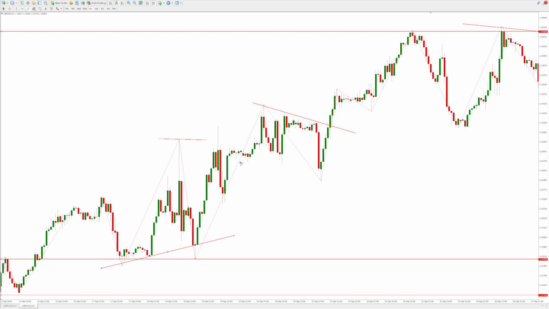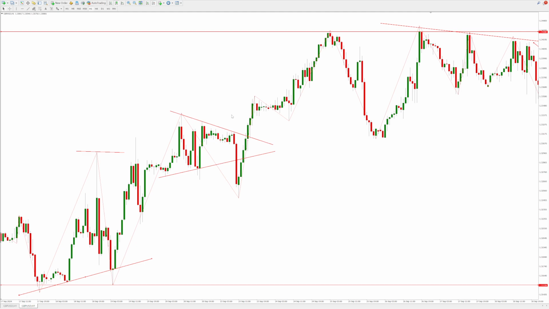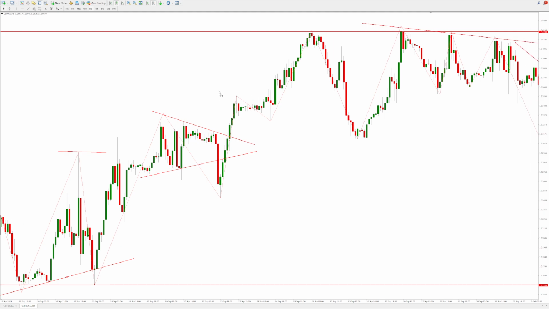And then we've got this sort of wedge formation. A breakout of that would have got you in the trend. Probably one of the last tickets, if not this one. You know, a last ticket on the train just to get the last bit of juice out of this move here.